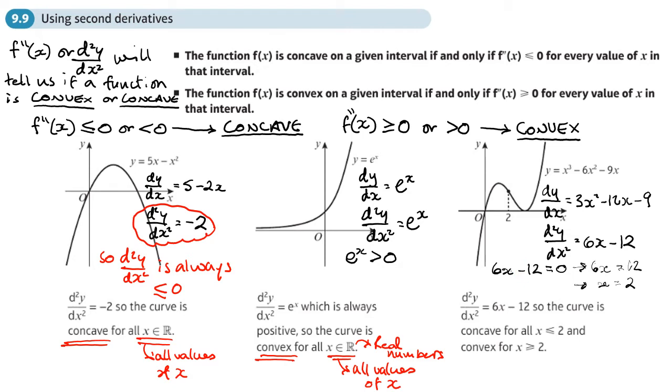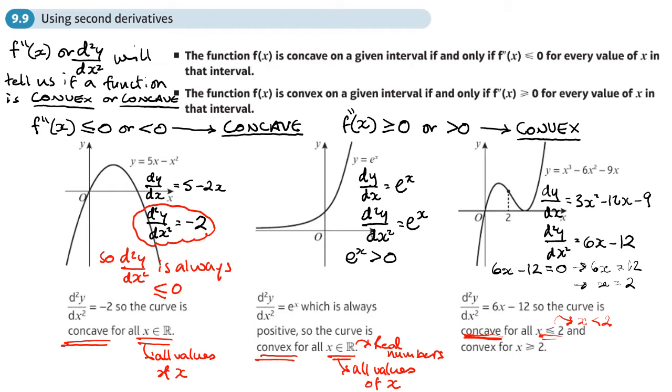So when x is less than 2, now they've done less than or equal to 2, so they're sort of interchangeable. So here you could have when x is less than 2, that means that the second derivative is going to be negative, and if the second derivative is negative, we have a concave function. When x is greater than 2, 6x minus 12 is going to be positive.